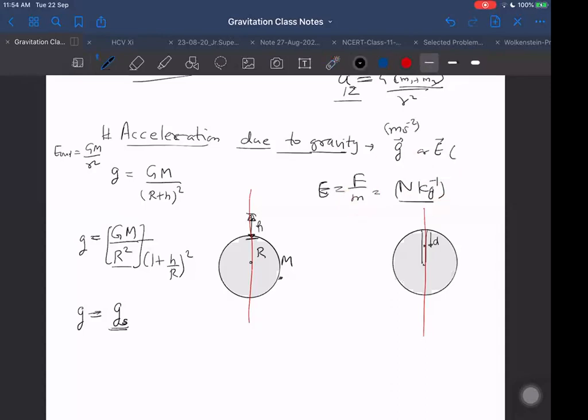For field, I will write Newton per kg. Although these are the same, just to stress which thing we are talking about, we give different units anyway. So what is g at the surface? g at the surface is the same as E at the surface, into (1 plus h by r) raised to the power minus 2, which will be 1 minus 2h by r. This is what you wanted to say, I think: h is very small compared to r.